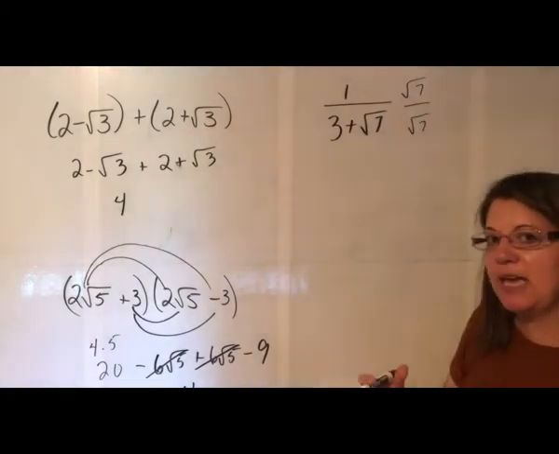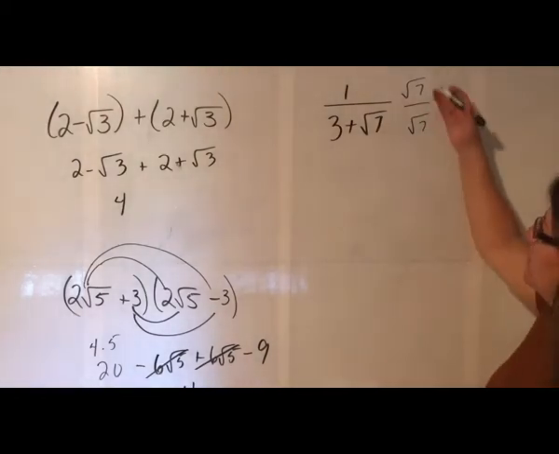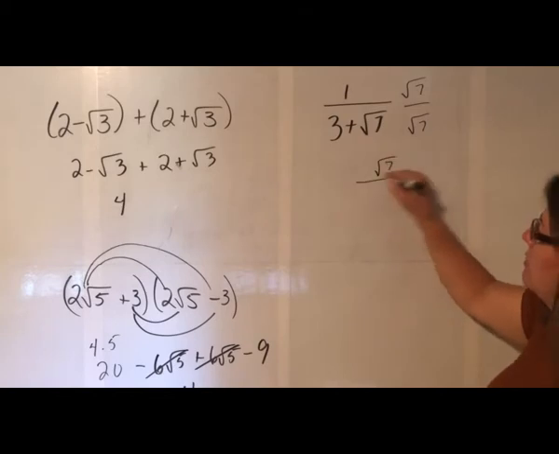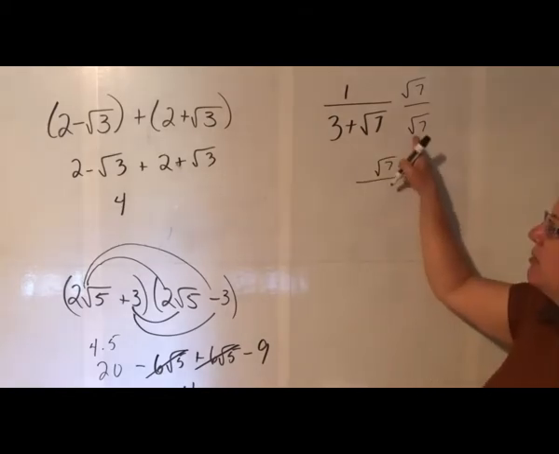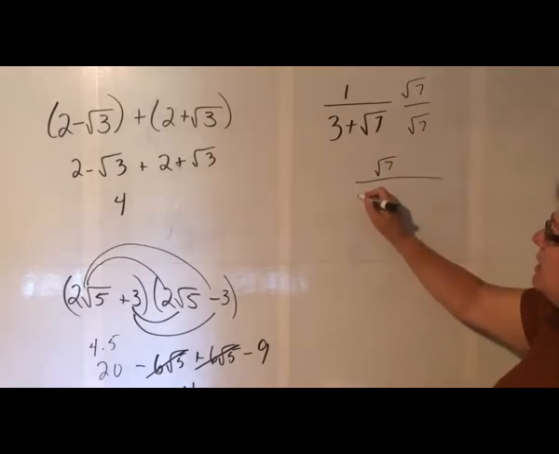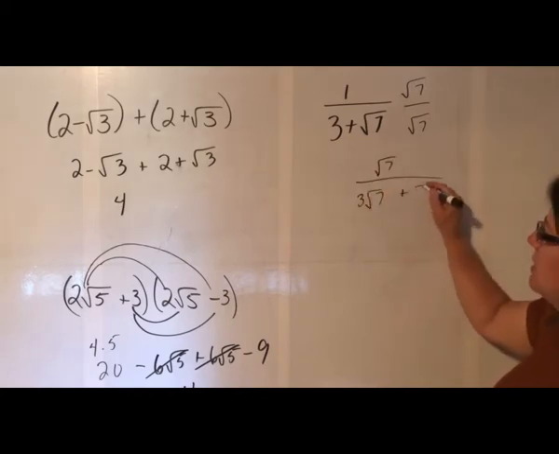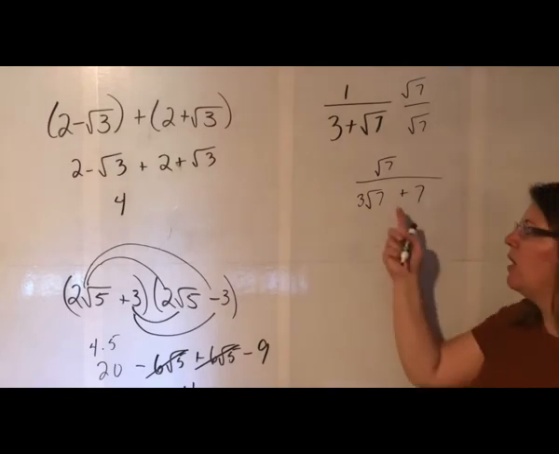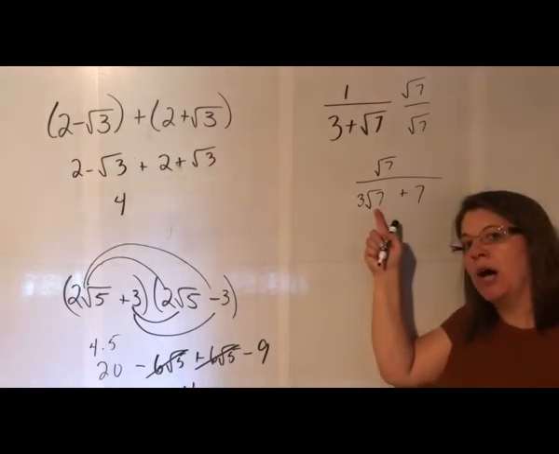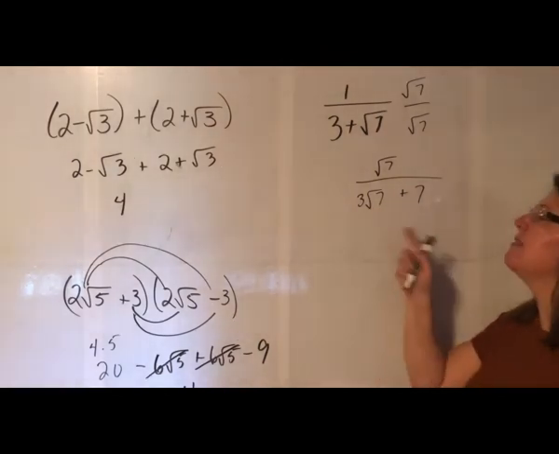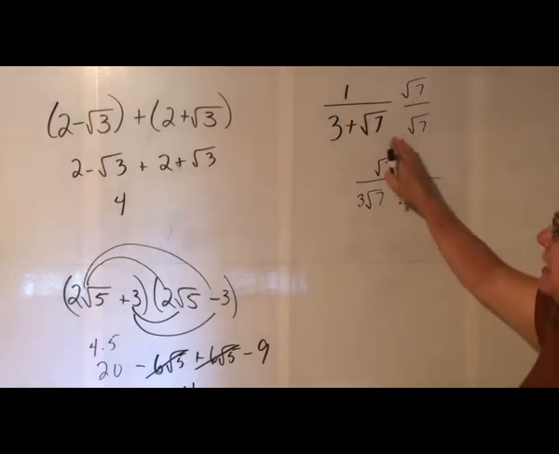That's a common mistake. Because if you think about it, on the top, you would end up with square root of 7. But look what happens on the bottom. 3 times square root of 7 is 3 square root of 7. Square root of 7 times square root of 7 is 7. And we still have a radical on the bottom. So that doesn't work. It's not going to work to just multiply by the radical.